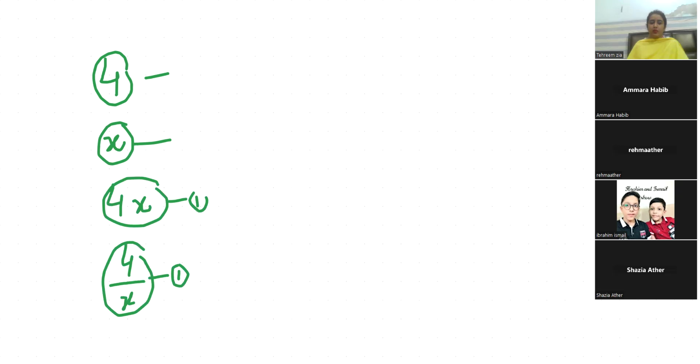You can see why this is one term. The number alone is a term. The variable alone is a term. Number multiplied with a variable is a term. Number divided by variable is a term, because multiplication and division do not separate the term. So this is one term.